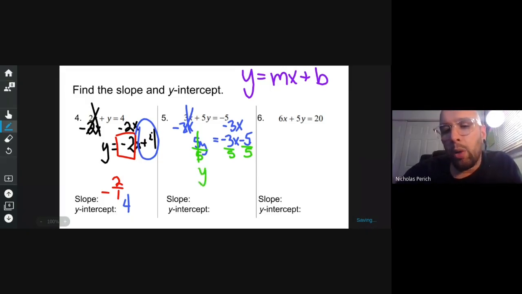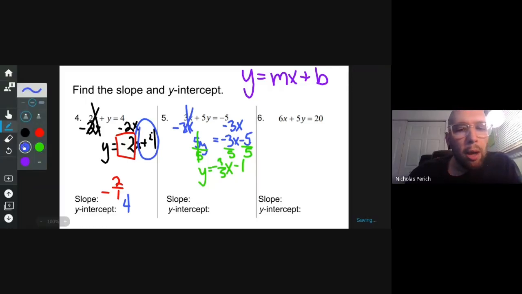Y now equals negative 3 over 5. What's negative 3 over 5? Does that simplify? No. So it's just negative 3 over 5. X comes along for the ride. How about negative 5 over 5? Negative 5 divided by 5? Negative 1.